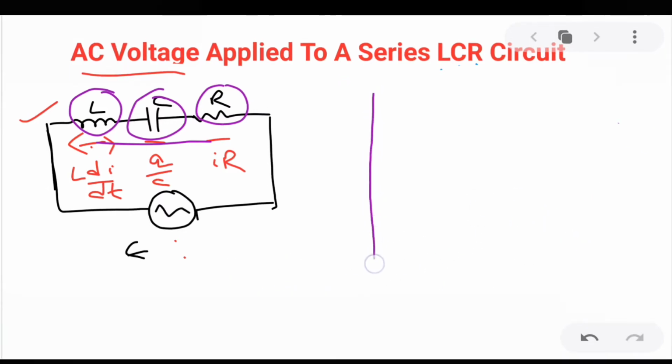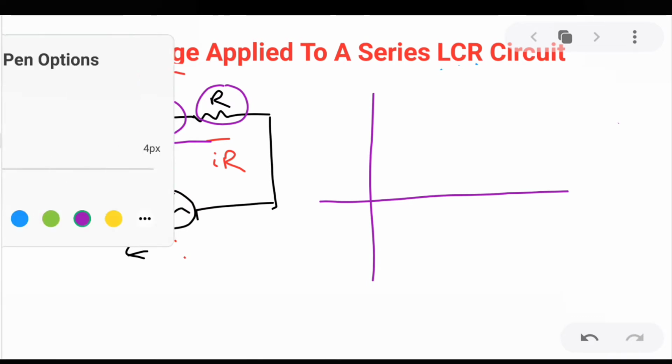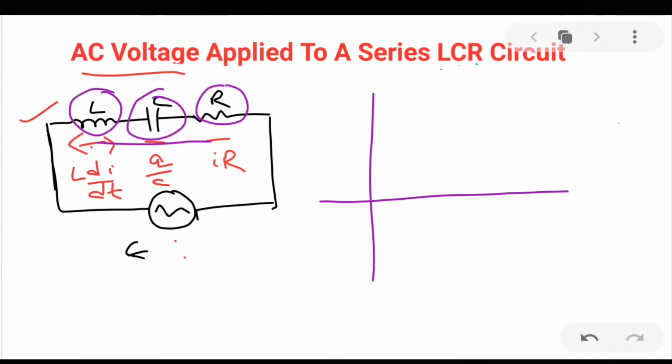So first, let us draw the axis. This is the axis. Now the current flowing through them is the same. So first, let us mark the direction of the current. A phasor is a rotating vector. So here current, voltage, everything is represented by a vector. So this is the direction of current. So we have drawn the current.